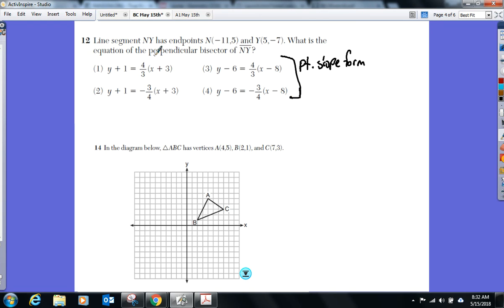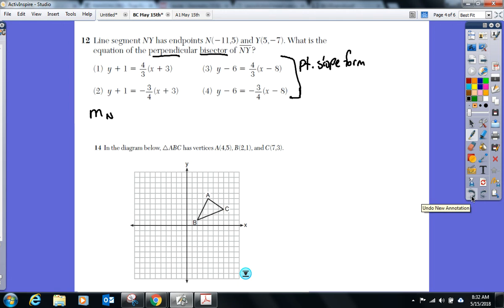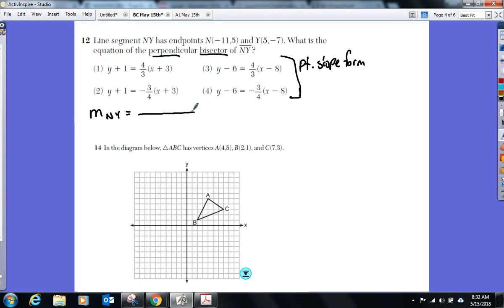All right, so perpendicular bisector. If I'm going to take care of the perpendicular part, I got to find the slope of NY. Slopes, here we go. Let's find the slope of NY. What goes on top, your x's or your y's? Y's, all right, so change in y's. -7 minus 5. Change in x's, 5 minus a -11, so 5 plus 11. So it looks like, let's see, -12 over 16. Anybody want to reduce that? Because it looks like all the answers. All right, we'll finish that one up tomorrow.